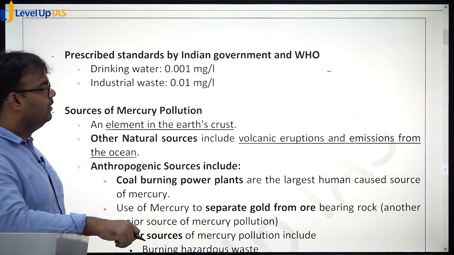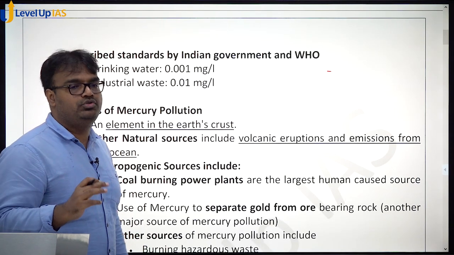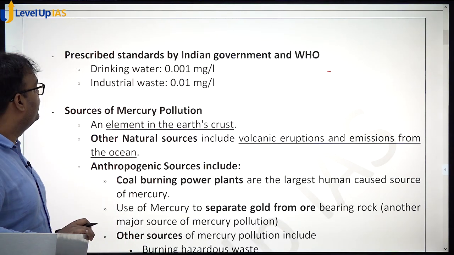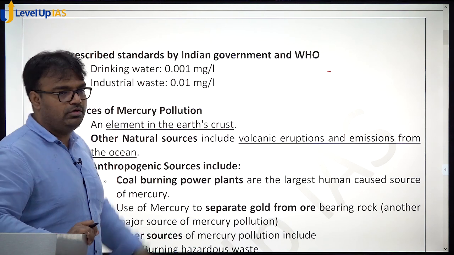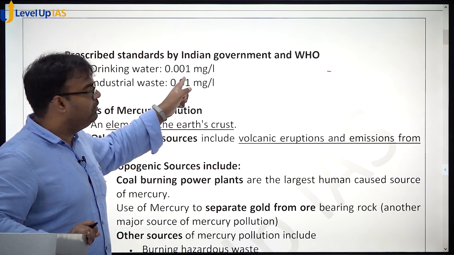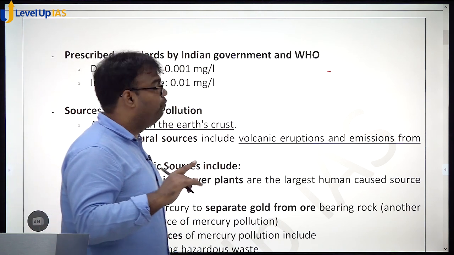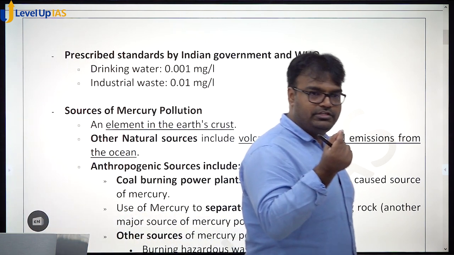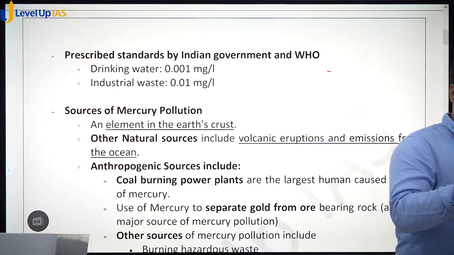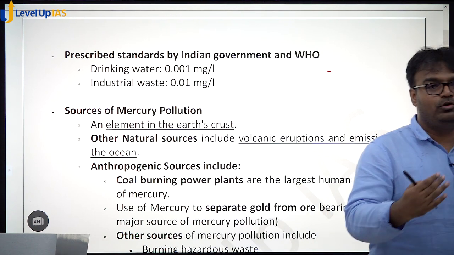Now, what does WHO say? How much mercury is okay? WHO says that in drinking water, 0.001 milligram per liter of mercury is okay. Think of 1 gram per liter, which is itself a very small quantity. 1 milligram is further smaller.